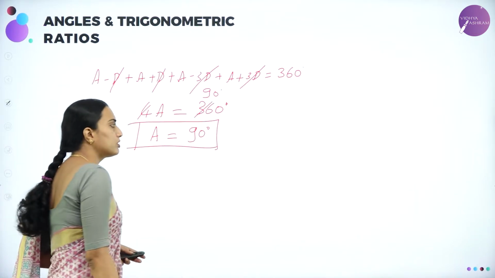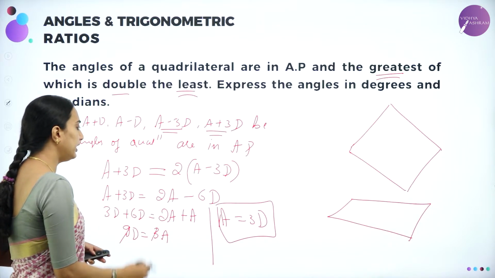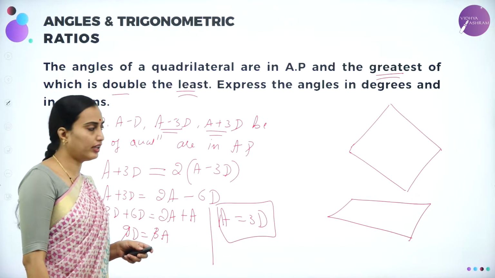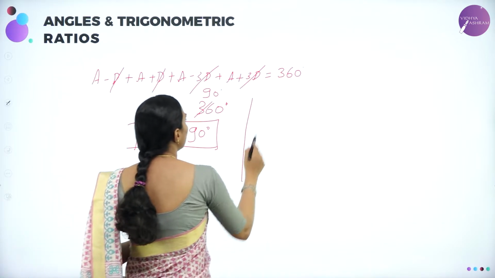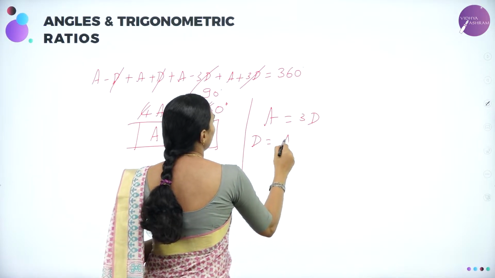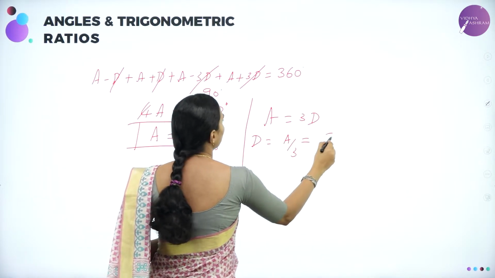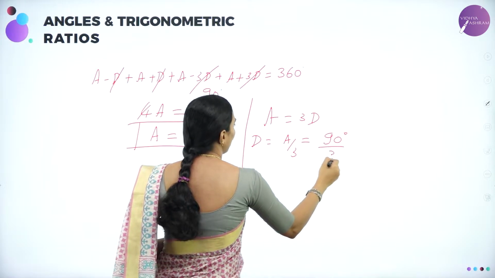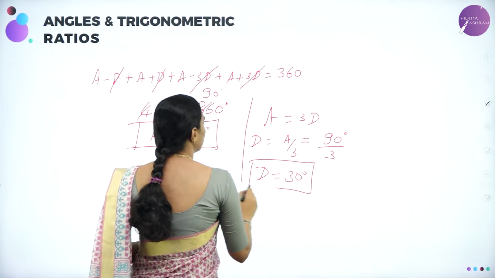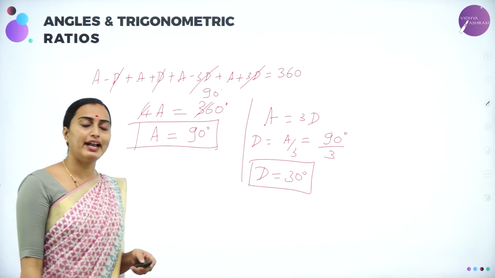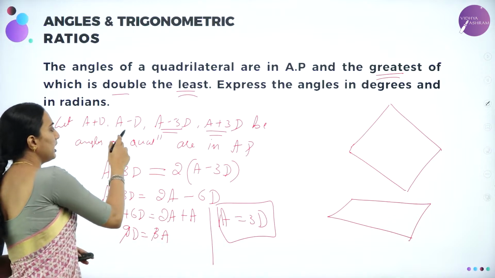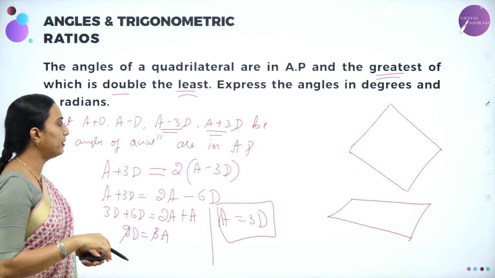If A is equal to 90 degrees, what will D be equal to? D will be equal to 90 by 3, correct? So, we know that A is equal to 3D, or D is equal to A by 3, which is equal to 90 by 3, which is nothing but D equal to 30 degrees, correct? So, A you got and D you got. We need to find out now what we have taken: A plus D, A minus D, A minus 3D and A plus 3D.